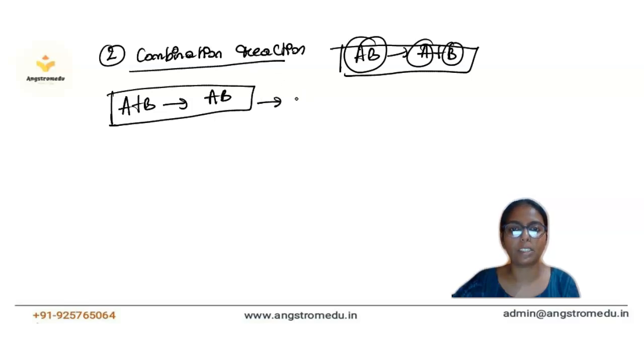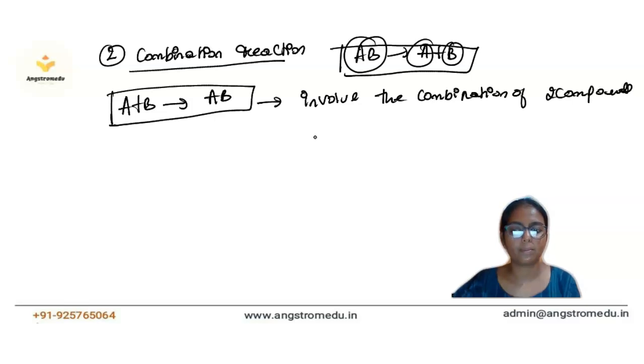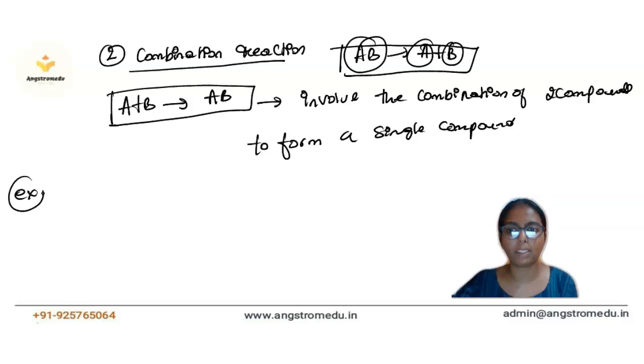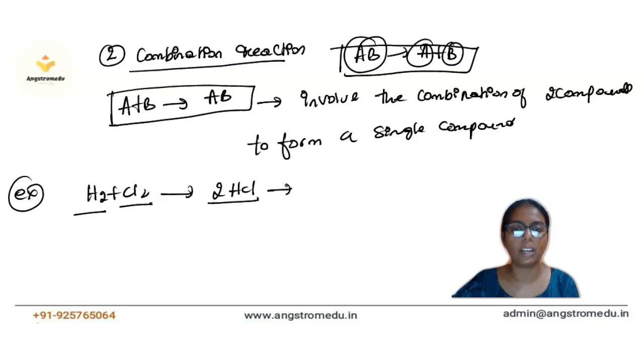So we can say the definition involves the combination of two compounds to form a single compound. So this is the definition for the combination reaction. If we consider the example, H2 plus Cl2 gives rise to 2HCl. Here this is the hydrogen, this is the chlorine, that combine to form hydrochloric acid.